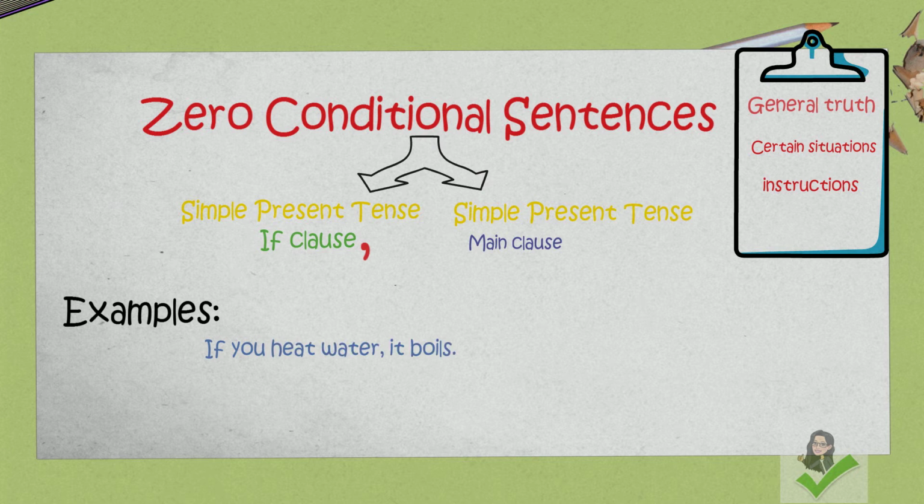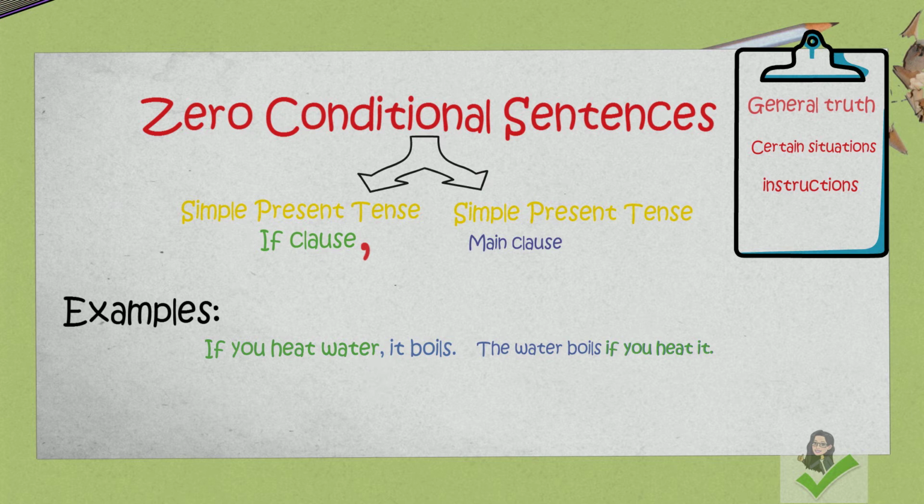The if clause is if you heat water. The main clause is it boils. And I added a comma because the if clause precedes the main clause. You can write it this way: the water boils if you heat it. There is no comma because I started with the main clause.